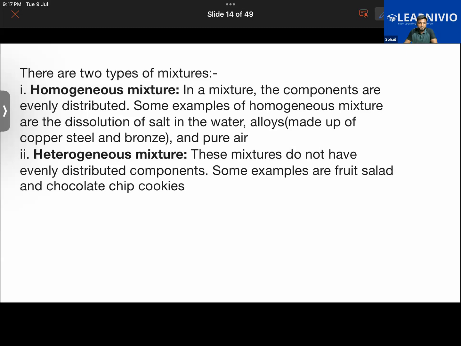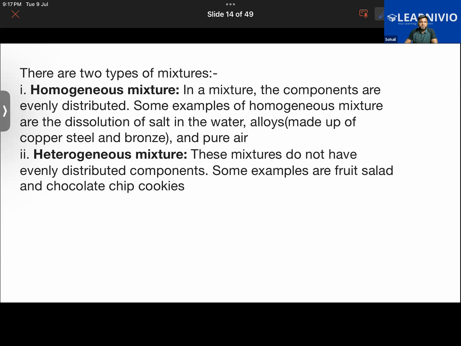So in a homogeneous mixture, the components are evenly spread. They are not concentrated at one place; they are evenly spread. Some examples are as follows: salt in water, then you have alloys, and then you have pure air in which no dust particles are found. It could be air, it could be salt solution, it could be sugar dissolved in water, like that.